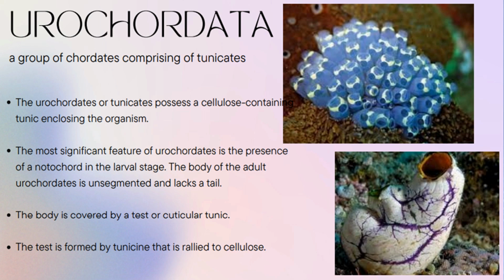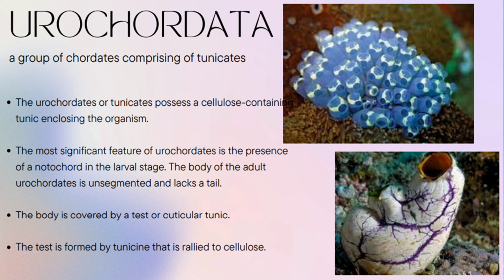Now that we have a brief introduction about the phylum Chordata, let us define what Urochordata is. Urochordata is a group of chordates comprising tunicates. Tunicates are also called sea squirts. The majority of tunicates are sessile. The Urochordates or tunicates possess a cellulose-containing tunic enclosing the organism.